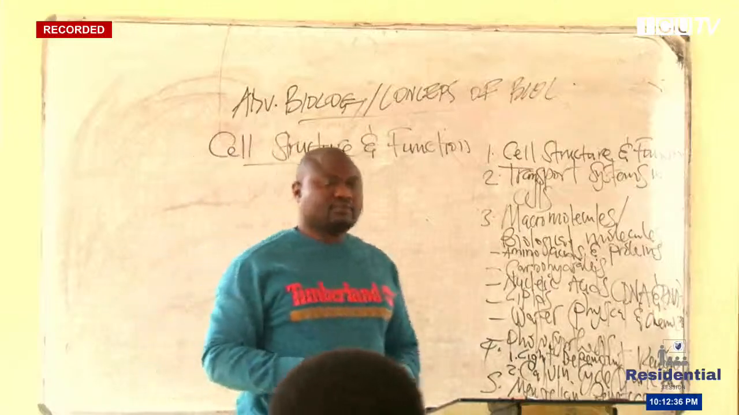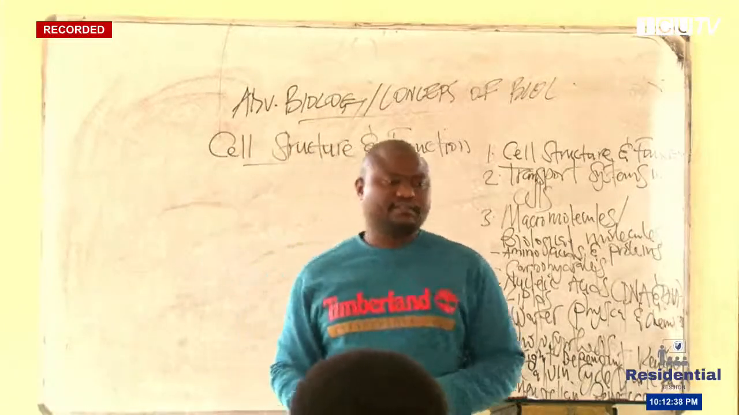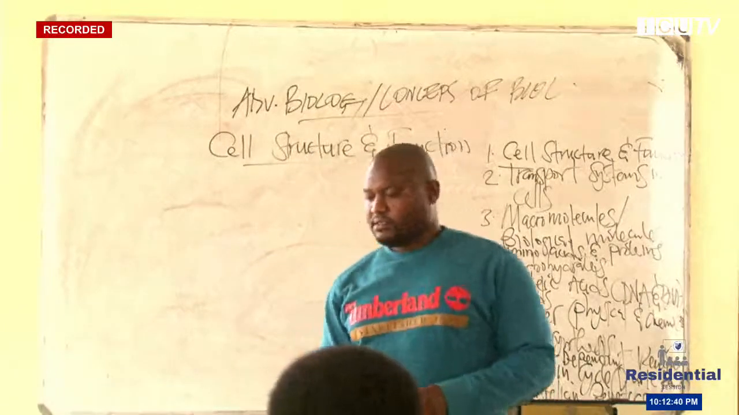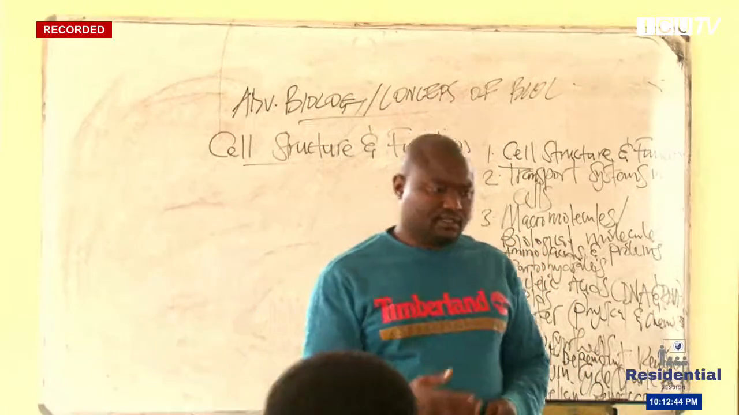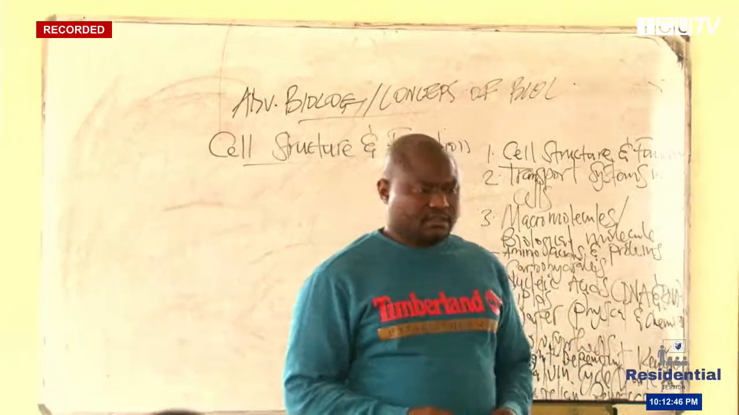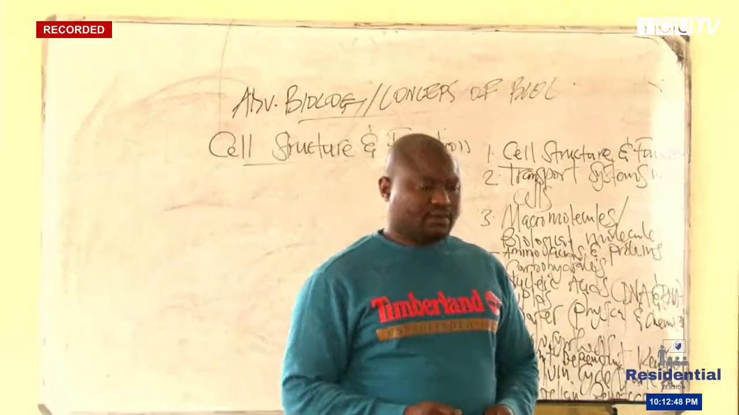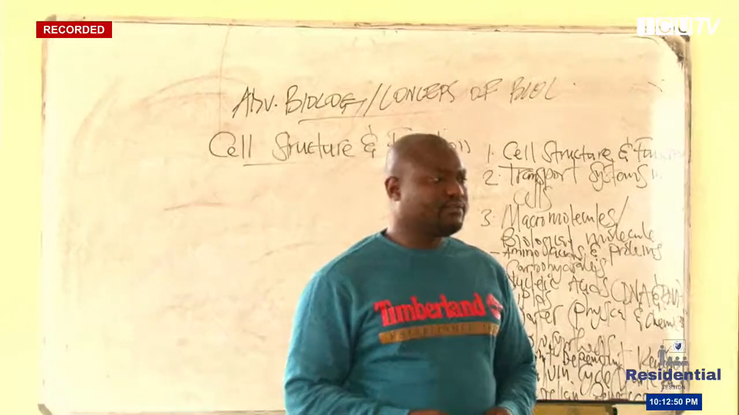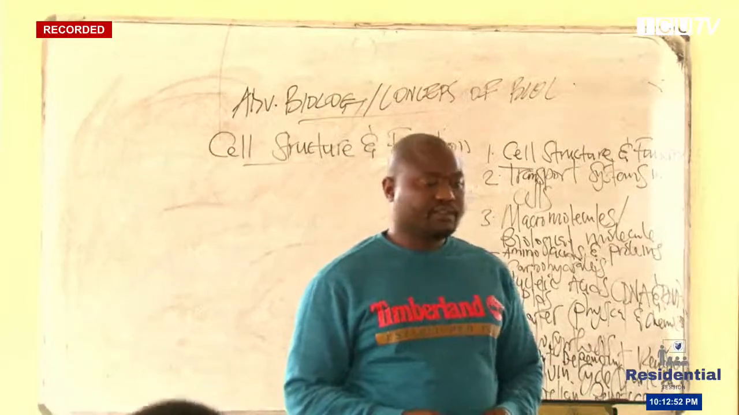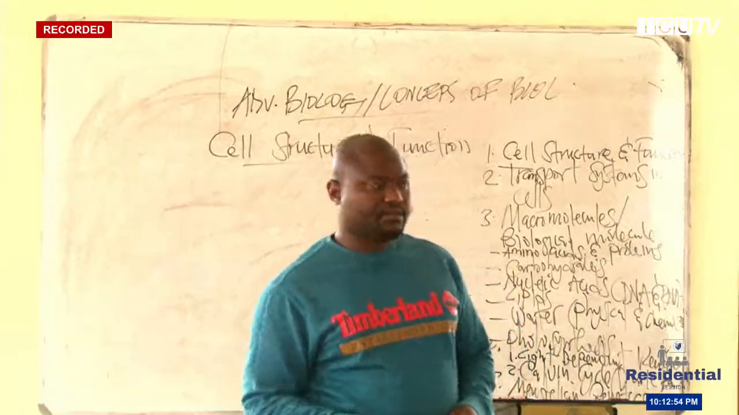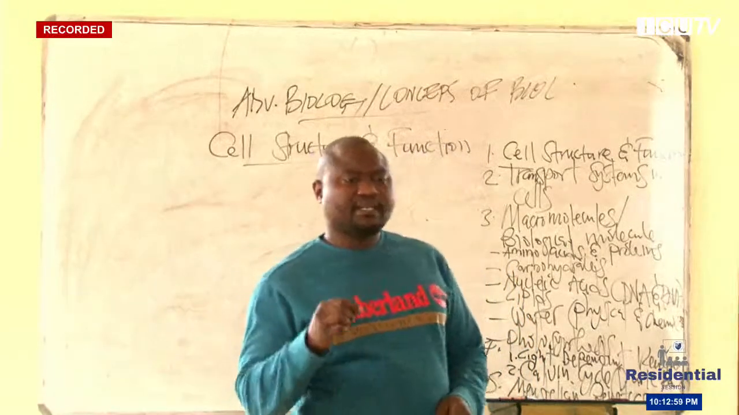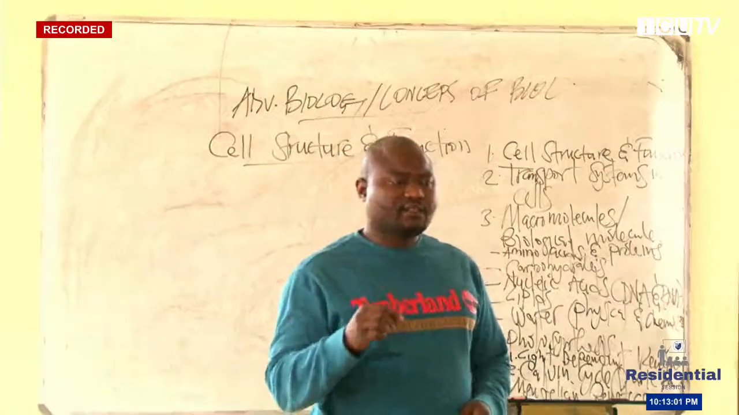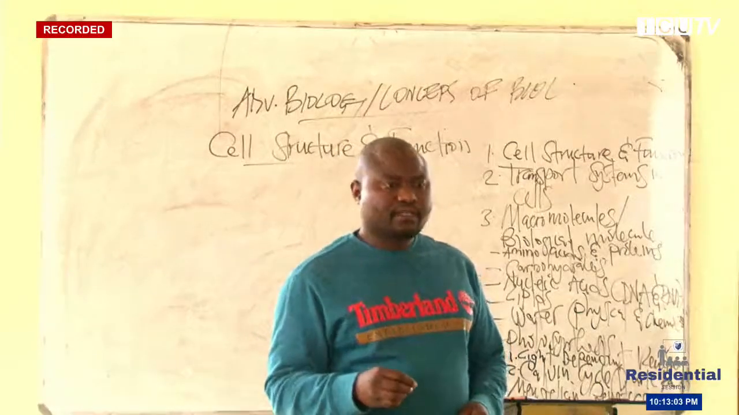So what is a cell? Anyone who can help me define what a cell is? What do you understand by a cell? Yes. So a cell is the smallest unit of a living thing or an organism, so to say. A cell is defined as a basic unit of a living organism. Are we together? That is a cell.